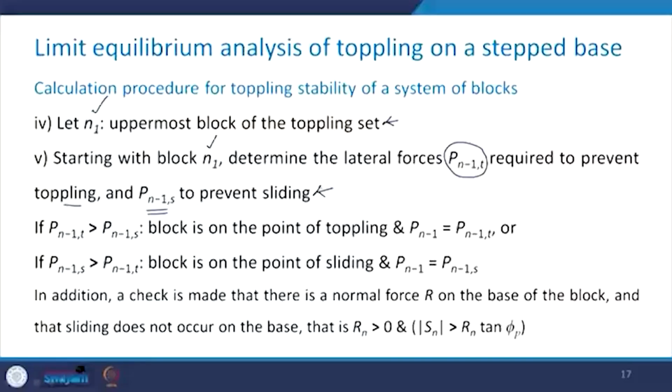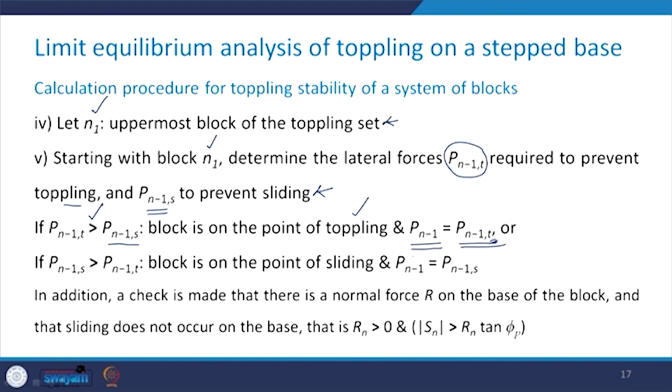So, see here what we are trying to check is, for every block I am trying to find out what is the force that is required to stop toppling and sliding both. Now, whichever is more, that mechanism is going to govern that particular block. So, in case you have Pn minus 1 comma T greater than Pn minus 1 comma S, the block is on the point of toppling, and accordingly this Pn minus 1 will take the value of Pn minus 1 corresponding to toppling, that is Pn minus 1 comma T.